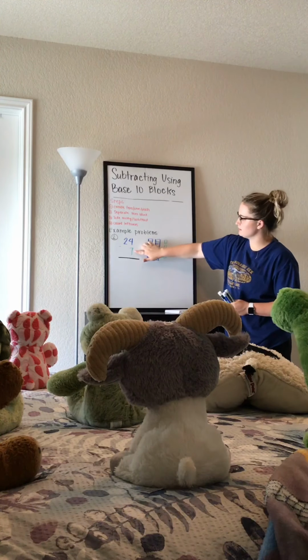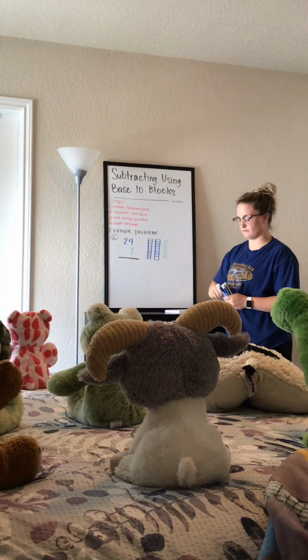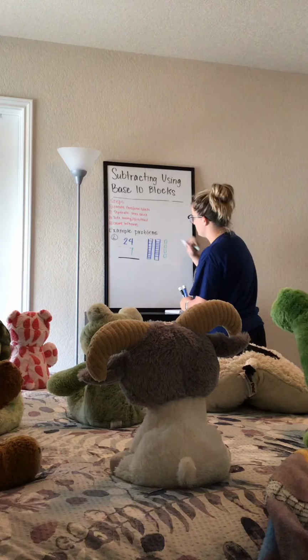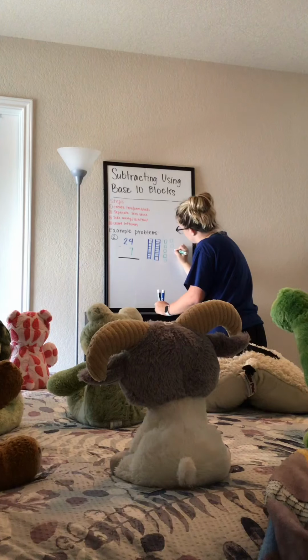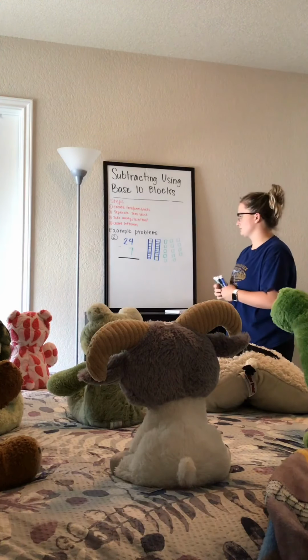As you see, 4 minus 7, we cannot do that. 7 cannot be taken away from 4. So what are we going to do? We're going to cross off a tens block, and separate it into 10 one blocks.